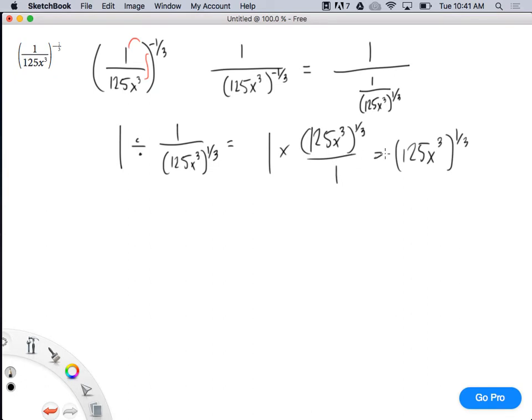Okay, so now I have this exponent on the outside. What do I do with it? Distribute it in. I get 125 to the 1/3 power. X to the 3 times 1/3 is just x to the 1. What's the cube root of 125? 5. 5x.